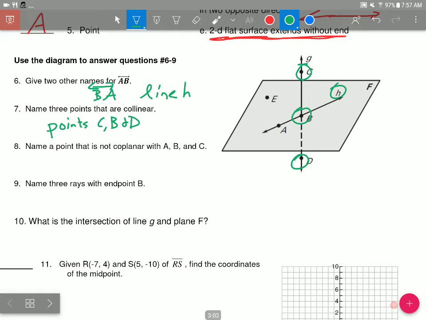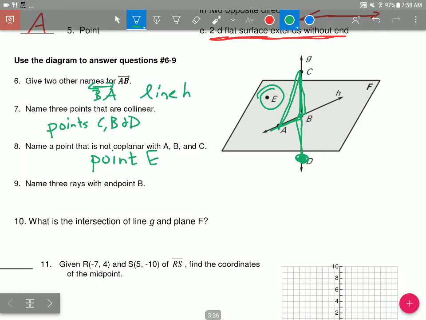Name a point that is not coplanar with A, B, and C. So I've got A, B, and C. I know it creates this little triangle right here that's sticking up out of the page. But remember that represents a plane. It goes on forever. So it does extend downwards down this line to D, so D is part of that plane. However, E is off to the side, so E is not coplanar. Point E.